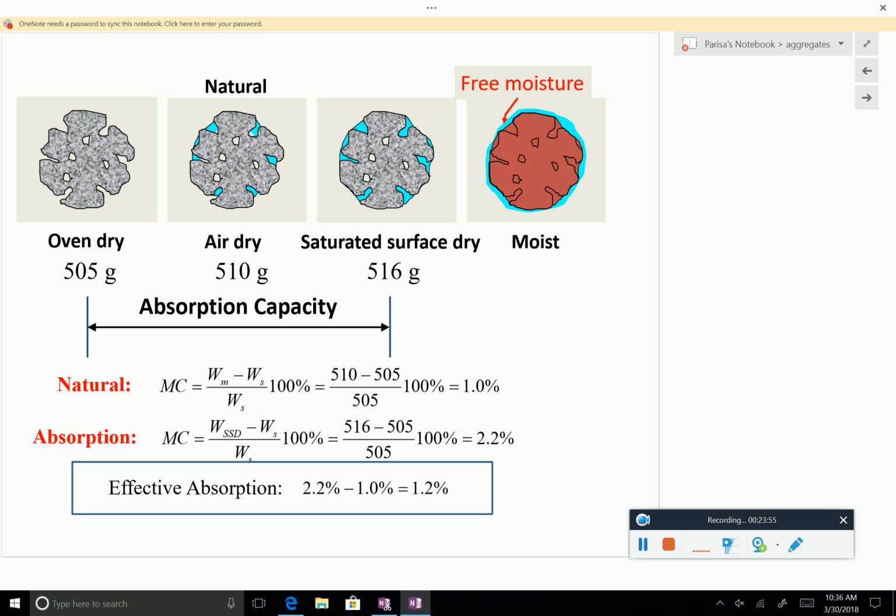So the effective absorption is the difference between the moisture content at SSD and the natural. So that's what it is. Because when you get the aggregates in natural state, it's how much they absorb until you get to the saturation. I like you to have this image of the aggregates at different states in your mind. I think that's very helpful, always.